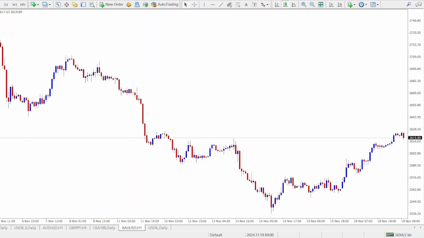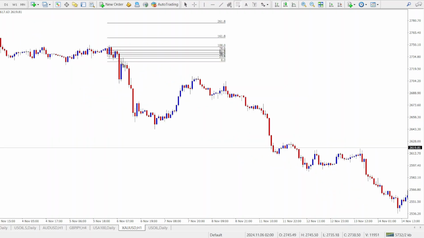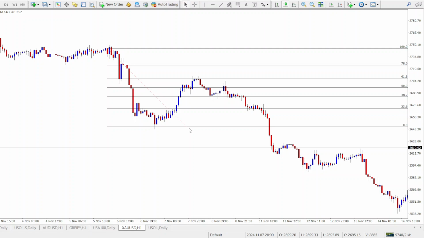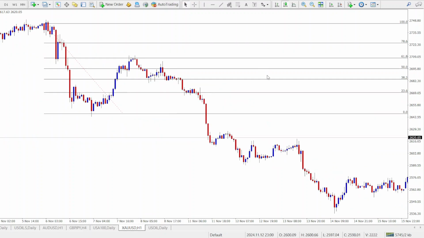So first things first, what is the Fibonacci intraday strategy? Fibonacci retracements are based on a mathematical sequence that identifies potential levels of support and resistance in the market. So this is what we call a Fibonacci retracement. This is the Fibonacci retracement tool. Now, these levels help traders to predict where price might reverse or consolidate. So these are very, very important price points on the chart.